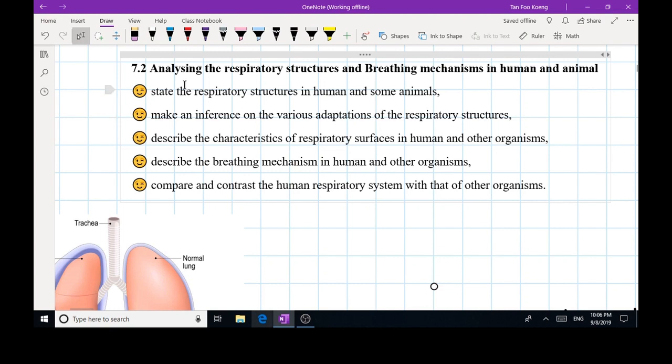The learning outcomes are actually very important because they serve as the template for the examiners to come up with exam questions. Based on these learning outcomes, you might expect questions asking you to compare and contrast the human respiratory system to other organisms. If you have mastered this learning outcome at the end of this lesson, then well done, you are able to score in those questions. So let's proceed.